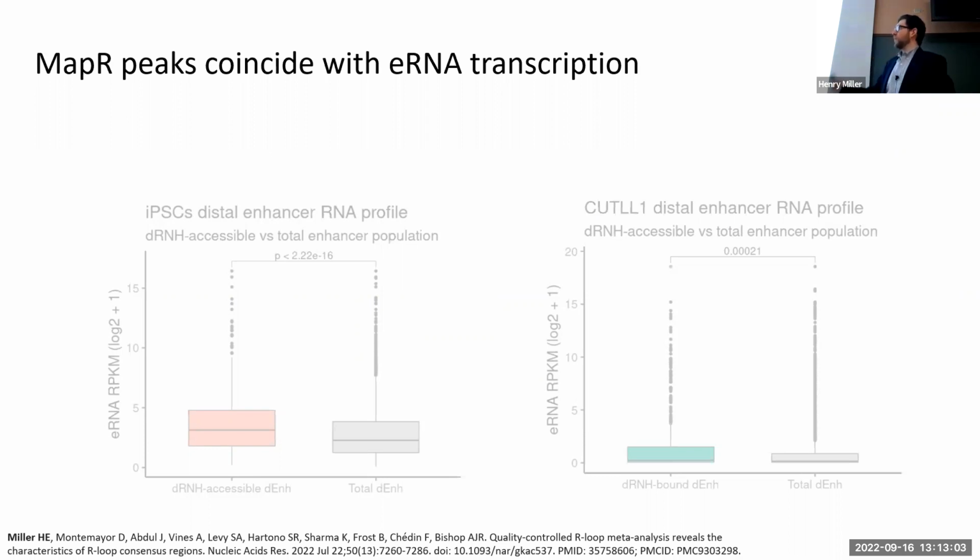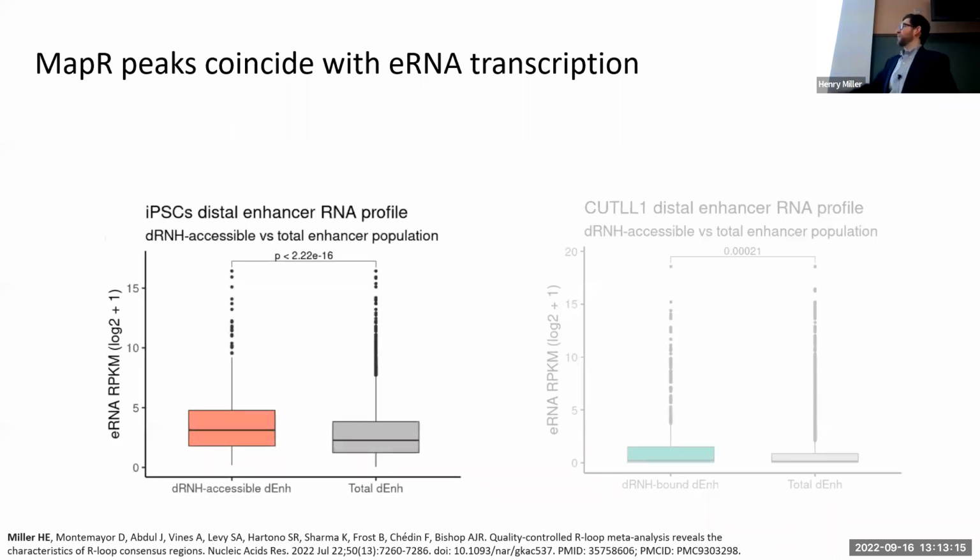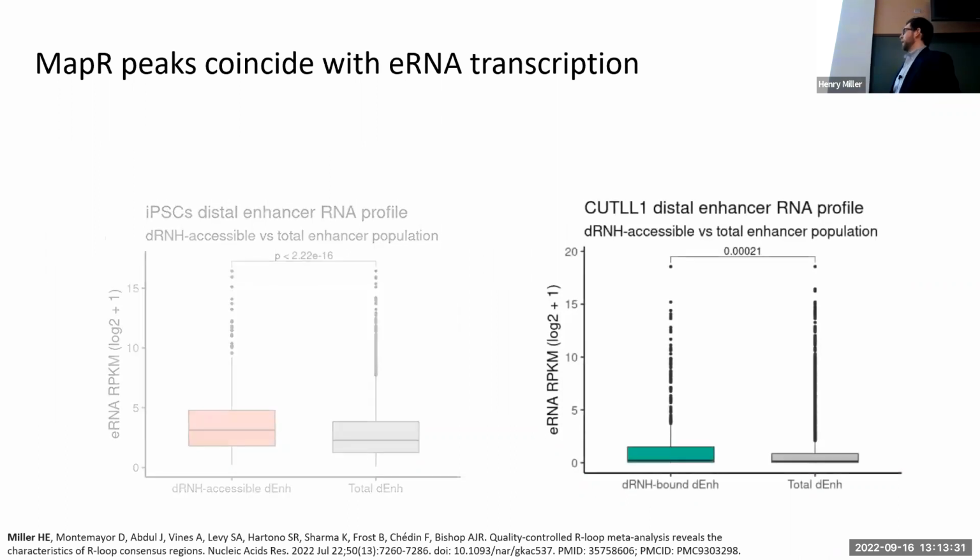So basically what this shows us here is the level of eRNA transcription at the enhancers that either have R loops or do not have R loops. And as we would expect, the enhancers that do have R loops have significantly higher rates of eRNA production. And just to be clear, this is a log scale we're looking at here. So just judging by the significance, this is quite a big difference. And we also see a clear enrichment in Cuttle1 cells as well. So these are, in fact, eRNA R loops.